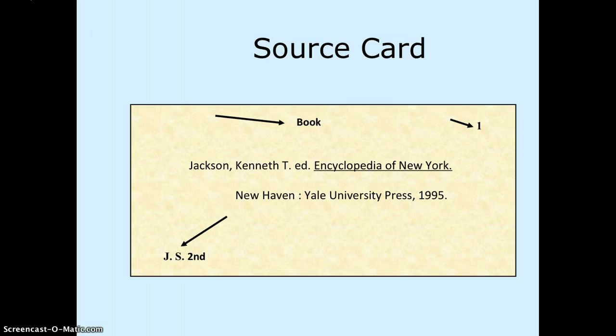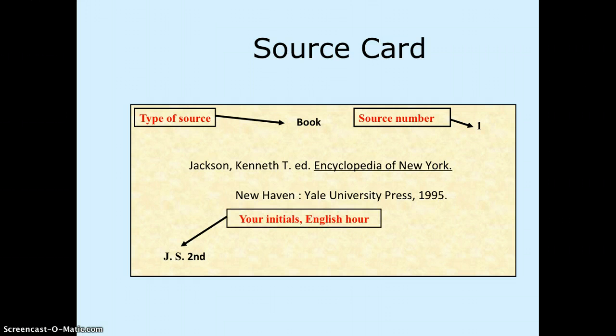So now that you have it written down in that first box, let's label what all of this stuff is. Top center, that is the type of source. This is a book. Over here is the source number. Remember I said each source gets a number. So there is that. This is my first source, so it gets a number 1. Down in the corner, you want to write your initials and whatever hour you have English. That way, if they fall out of your backpack and go all over the floor, we know who to return them to. Okay? A few more things to label on this one.